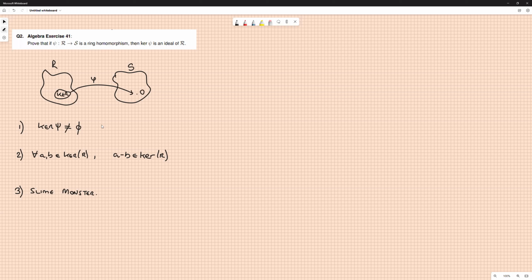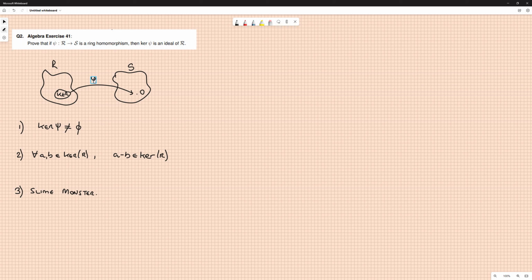This is Algebra exercise 41. I need to prove that if φ, the mapping from R to S, is a ring homomorphism, then the kernel is an ideal of R. I think I'm going to call this phi. It might be psi, but I'm sure Nathan will cry quietly if I've got it wrong.